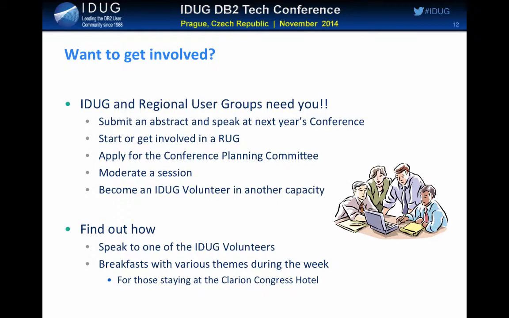You could moderate a session at the conference or become an IDUG volunteer in another capacity, and there are a number of capacities open to you. If you're interested in participating in one of these and want to find out how, then speak to one of the IDUG volunteers at the conference. We're all going to be wearing IDUG logo t-shirts. Or if you're staying at the Clarion Congress Hotel, there is a breakfast each morning during the week with various themes. Those breakfasts are highlighted in the Pocket Program and again on the website.